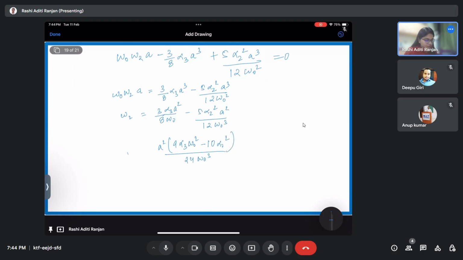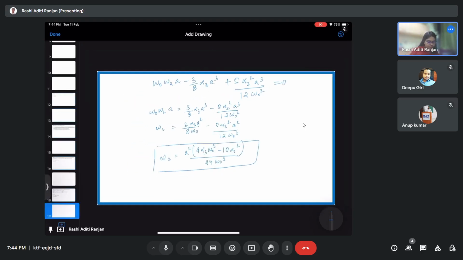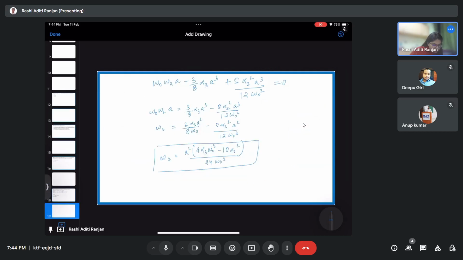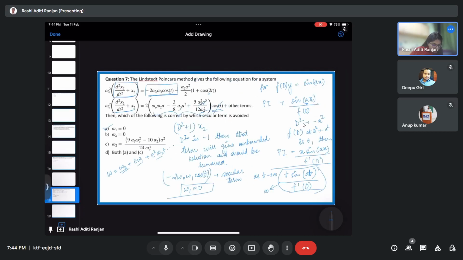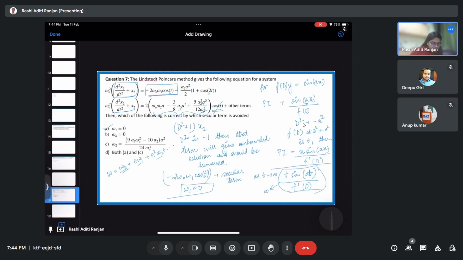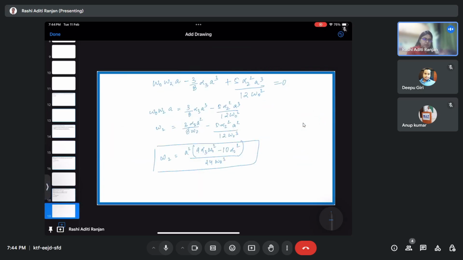That's it, omega 2. So in order to avoid the secular term, we have this expression of omega 2, right? So we'll just see if it is same. 9 alpha 3 omega naught square. Yeah, this is what we are getting. So this is also correct, and the option D is also correct because it says that both A and C. Okay, I hope this is clear. There is nothing difficult with it.